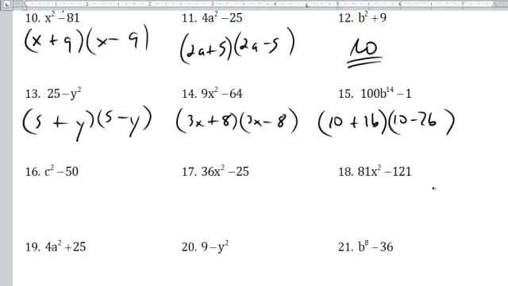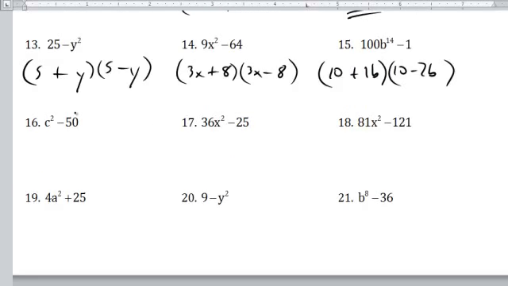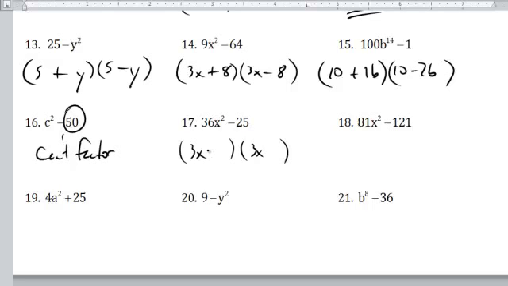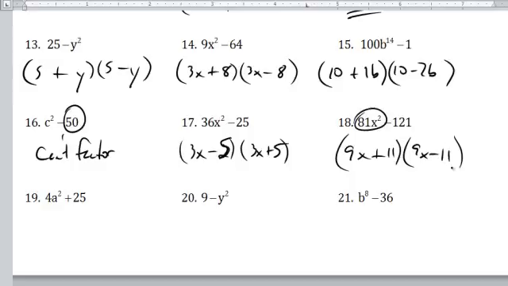Okay, number 16. There's no difference of two squares. 50 is not a perfect square. So this can't factor. And these are both perfect squares, and then there's a minus sign. So you're going to get 3x and 3x, minus 5 and plus 5. Okay? This is going to be 9x and 9x for 81x squared, plus and minus, and it's going to be 11 and 11.